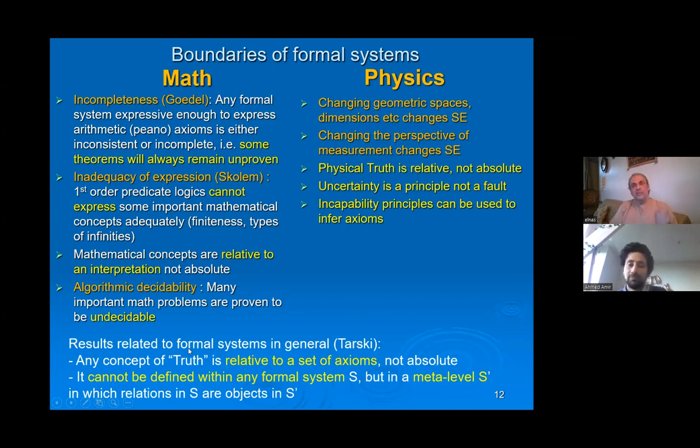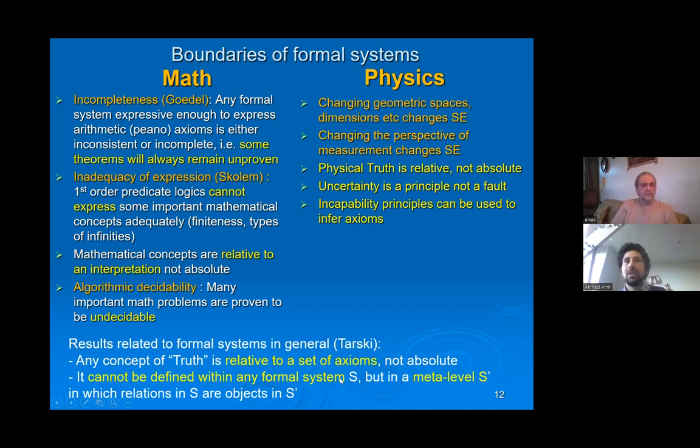So we know now that in the moment where we introduce formal systems, and this will be very helpful when we investigate the Islamic background, any formal system cannot contain a correct definition of truth within itself. You need to have something bigger to define the truth inside the smaller one. So truth is relative to a set of axioms, not absolute, and it cannot be defined within any formal system S, but in a meta level S prime, in which relations in S are objects in S prime.